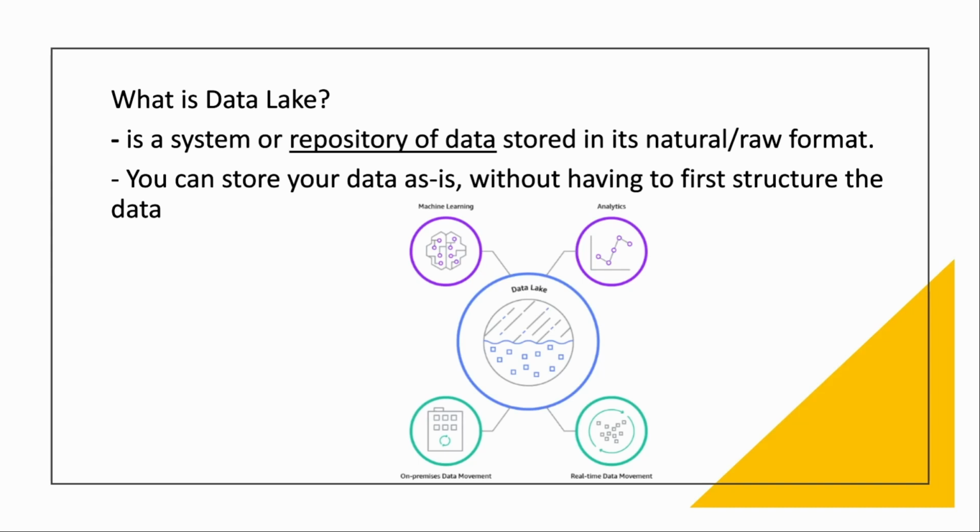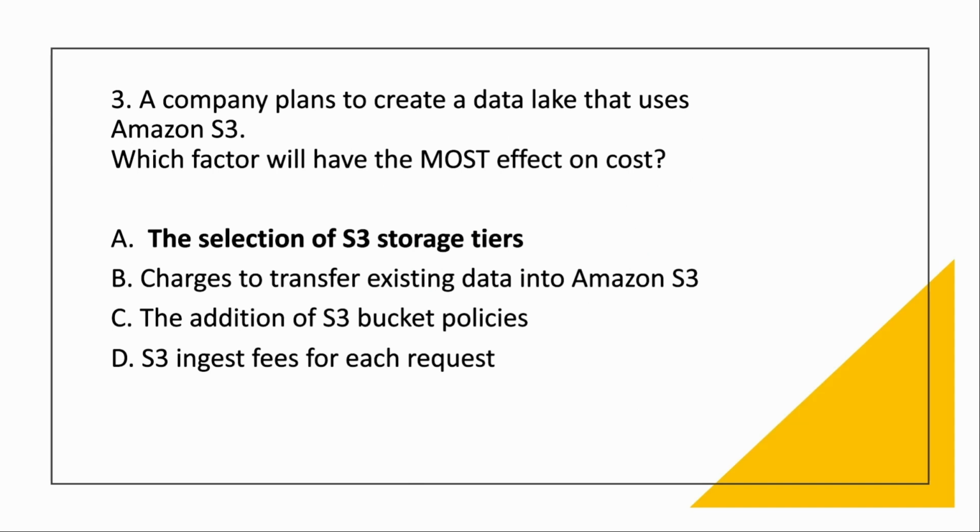Okay. Now, what is a data lake? A data lake is a system, or you can say a repository of data stored in its natural or raw format. You can store data as it is. You don't have to worry about the structure. And out of that, you can do analytics, machine learning, on-premise data movement, real-time data movement. You can do anything out of this data lake basically. The diagram is taken from the AWS docs. I'll put the link in the description box. Okay, so we have seen the correct answer for this.